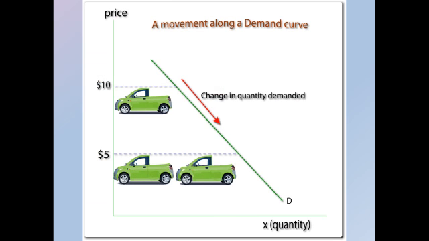So, a movement along a demand curve. As you can see, if the price of the product goes down, the quantity will increase. So it's a change in quantity demanded. On this axis you have price, on this axis you have quantity. Now put your product on this graph and see exactly what would happen if your price goes up or if your price goes down.